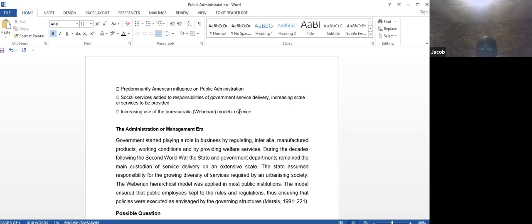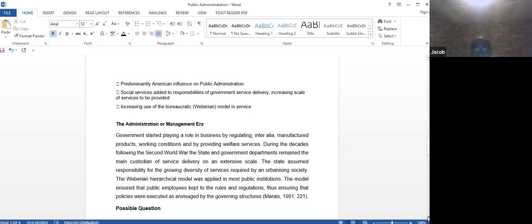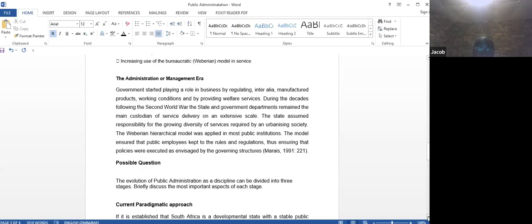So the possible question that I've explained here is what I pointed out. I've also explained that you can find a question which talks about the evolution or the roots of public administration. Even if it asks you to discuss the roots of public administration, it is also asking about the evolution of public administration.